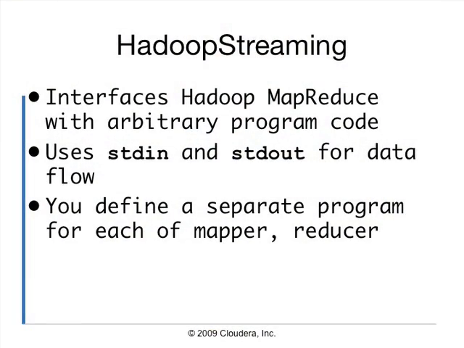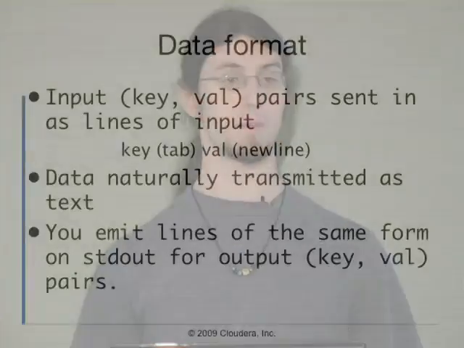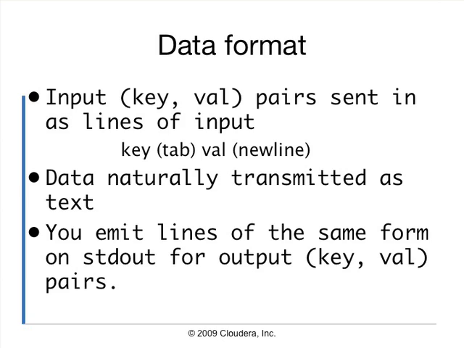Enter Hadoop streaming. So this allows you to interface MapReduce with any arbitrary program code and it uses standard in and standard out for your data flow. So you define a separate program for each of your mapper and your reducer. And the way this works is that the input key value pairs are presented to you with a key, a tab, a value, and a new line for each record. And so it all comes in as text.